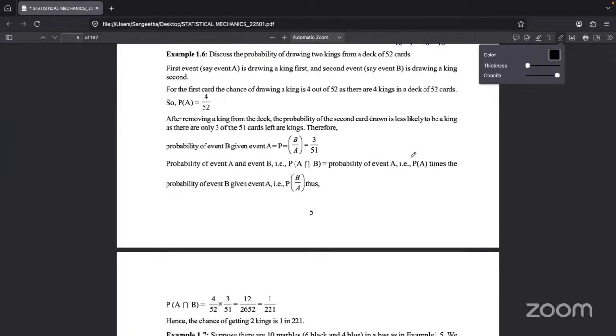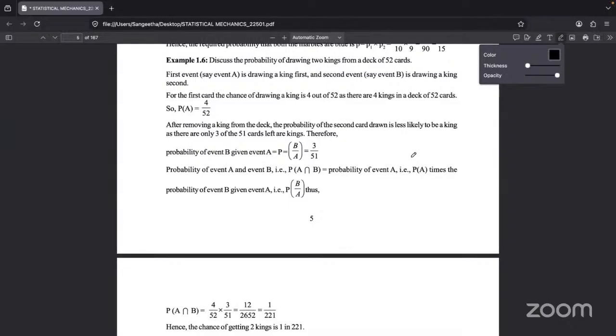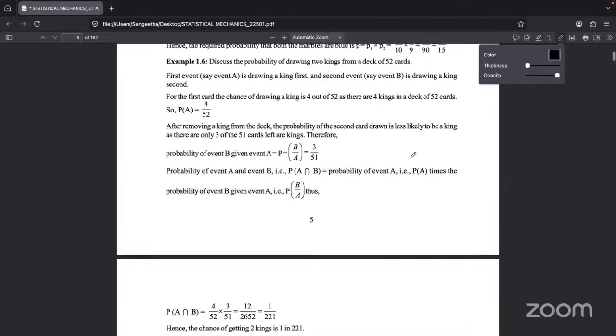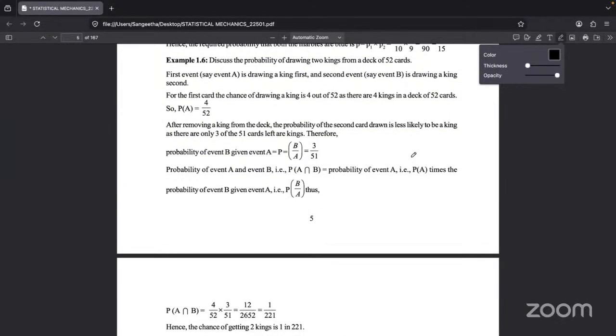Next, example 1.6. Example 1.6 is the conditional probability formula. What is the conditional probability formula we have? Conditional probability, P of B by A, equals P of A intersection B by P of A. So the formula for P of A intersection B is P of A intersection B equals P of A times P of B by A.